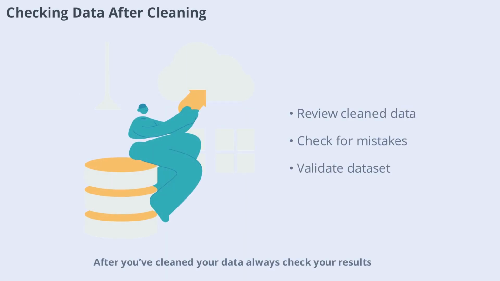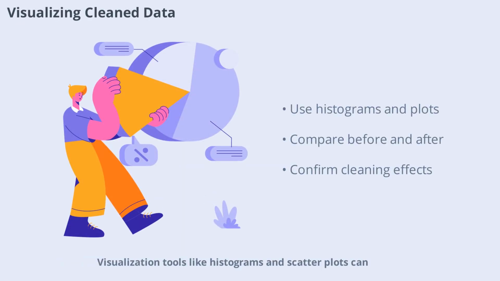After you've cleaned your data, always check your results. Look for any unexpected changes or patterns and make sure your dataset still makes sense. This final check helps catch any mistakes before you move on to analysis. Visualization tools like histograms and scatter plots can help you see the effects of your cleaning process. By comparing before and after, you can confirm that outliers and missing values have been handled appropriately.